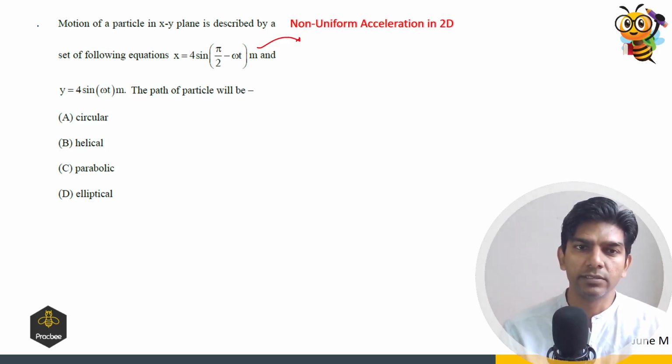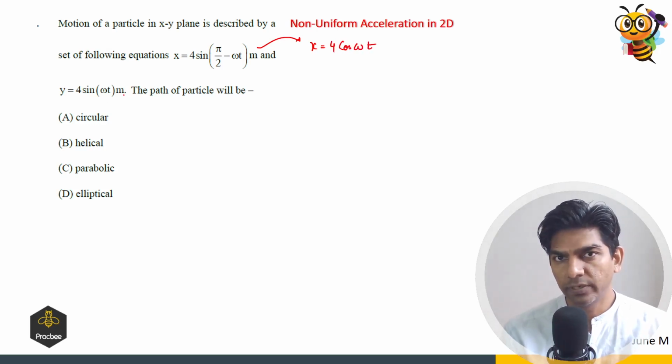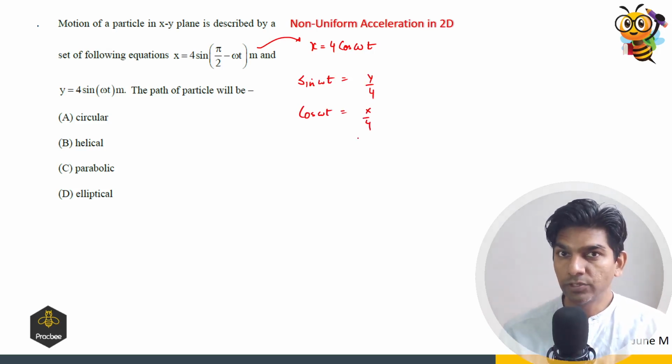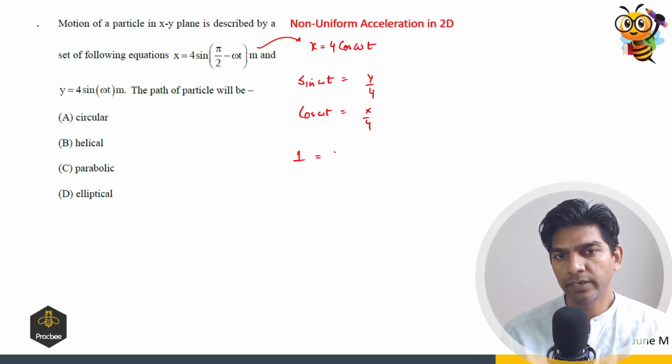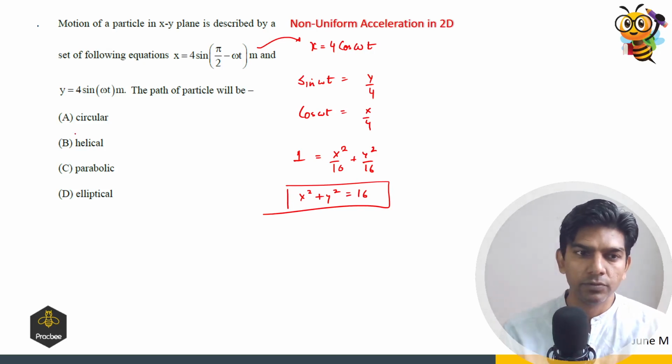So x can be written as, sine(pi by 2 minus omega t) is nothing but cos omega t. So x will be 4 cos omega t, and y is 4 sine omega t. Now we have to eliminate time. So we can write sine omega t as y by 4, and cos omega t is x by 4. Now we can square these two equations and add them. So the left hand side will become 1, and the right hand side will be x square by 16 plus y square by 16. So x square plus y square will be 16. This is an equation of a circle having the origin as the center, and the radius will be 4. So it's a circular path.